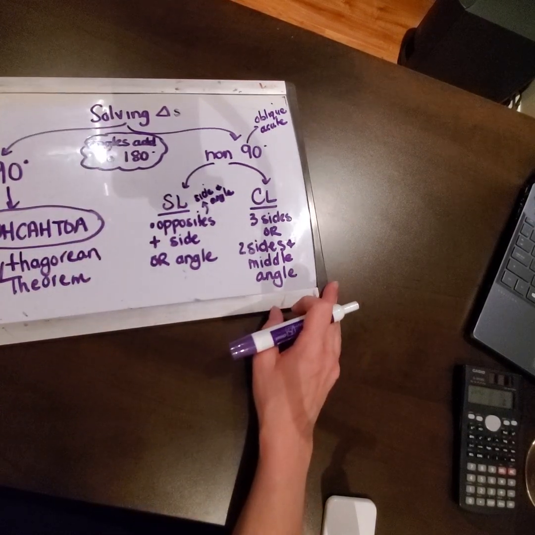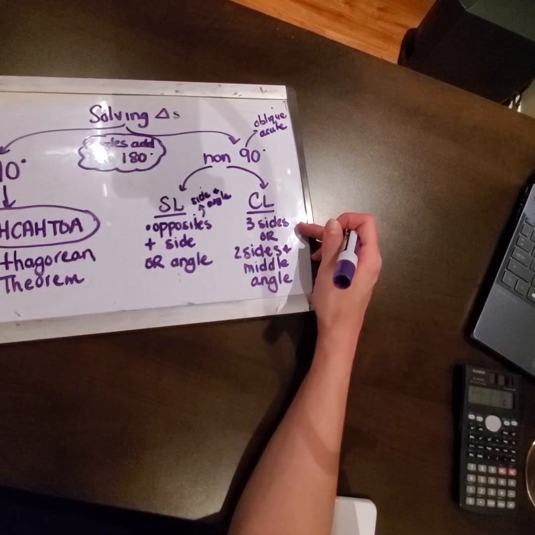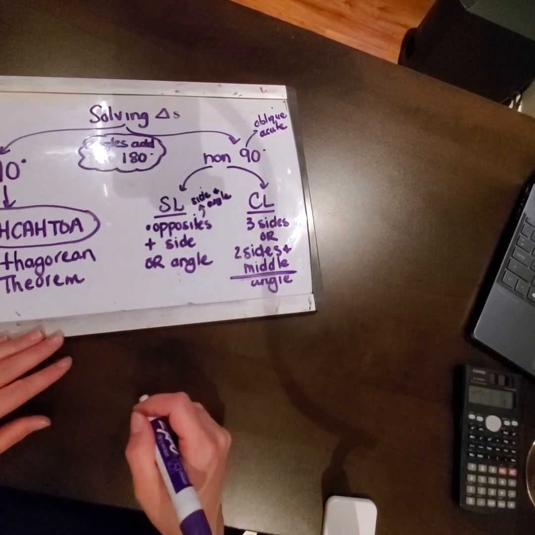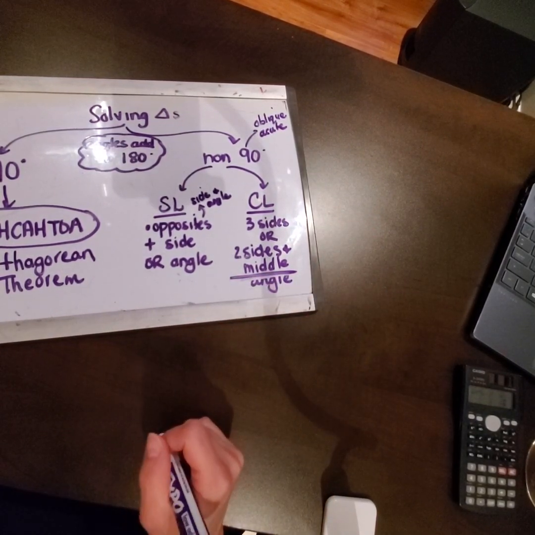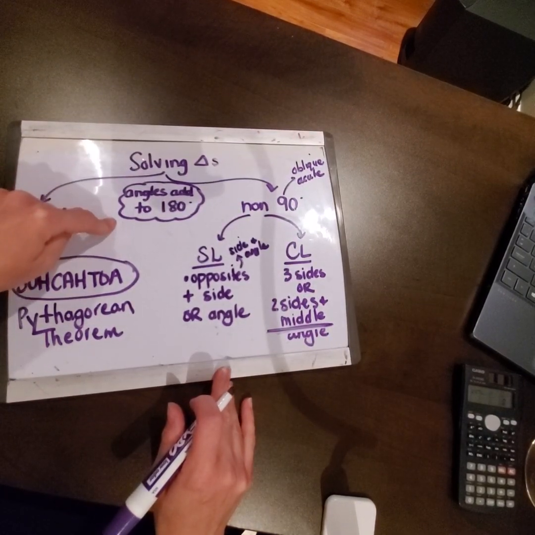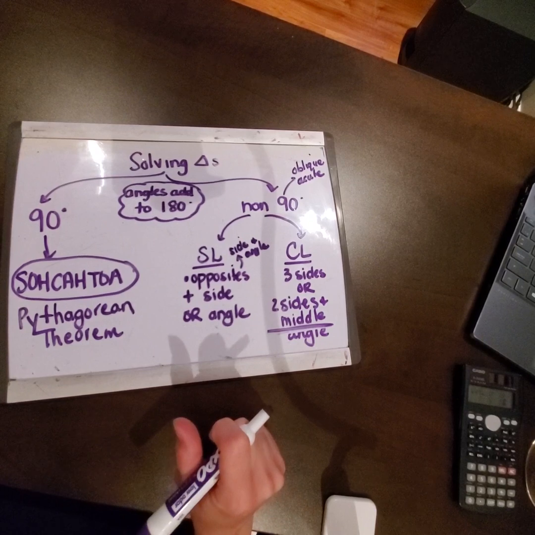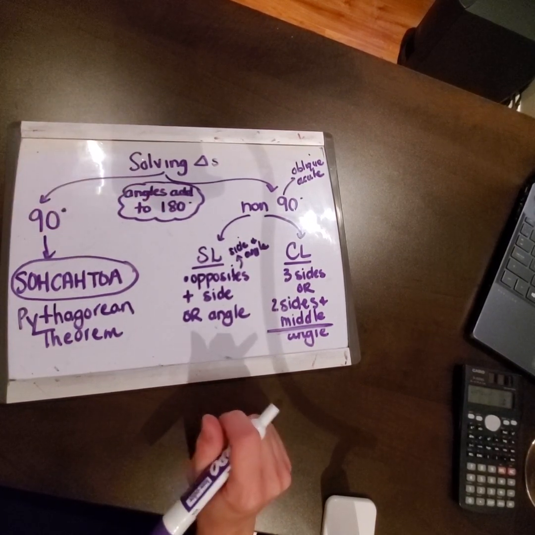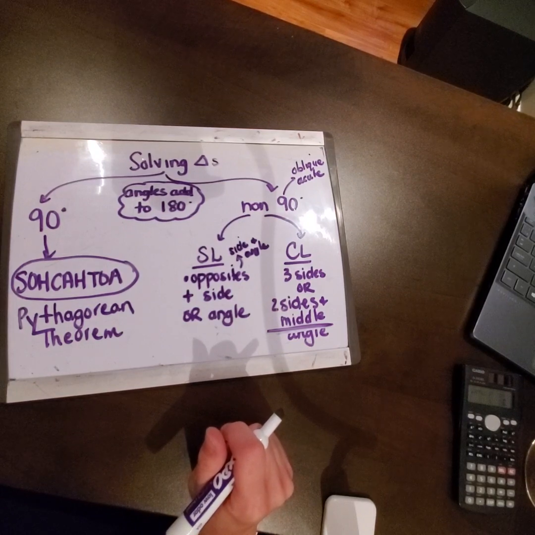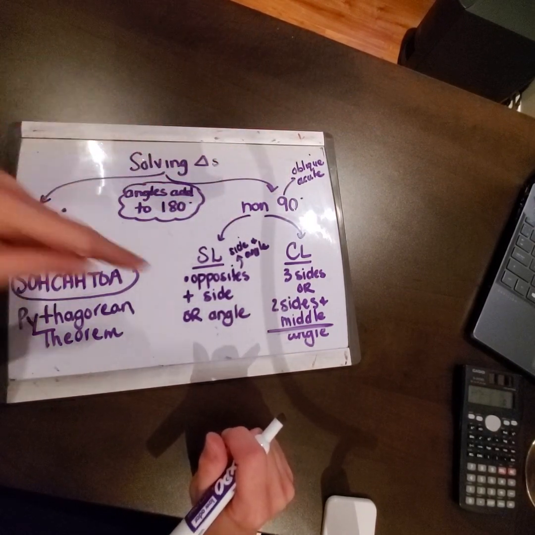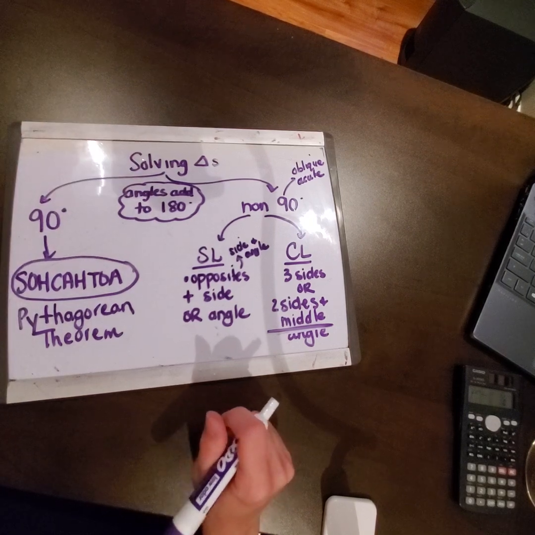In order to use the cosine law, you must have three sides or two sides and the contained, or the middle angle. Not any angle, the contained angle. Now, right here, I have a little bubble stating that all interior angles of a triangle add to 180. And we use that trick quite often, right? If we're trying to solve a triangle and we already have two of the angles, we can super quickly find that remaining angle simply by subtracting from 180.